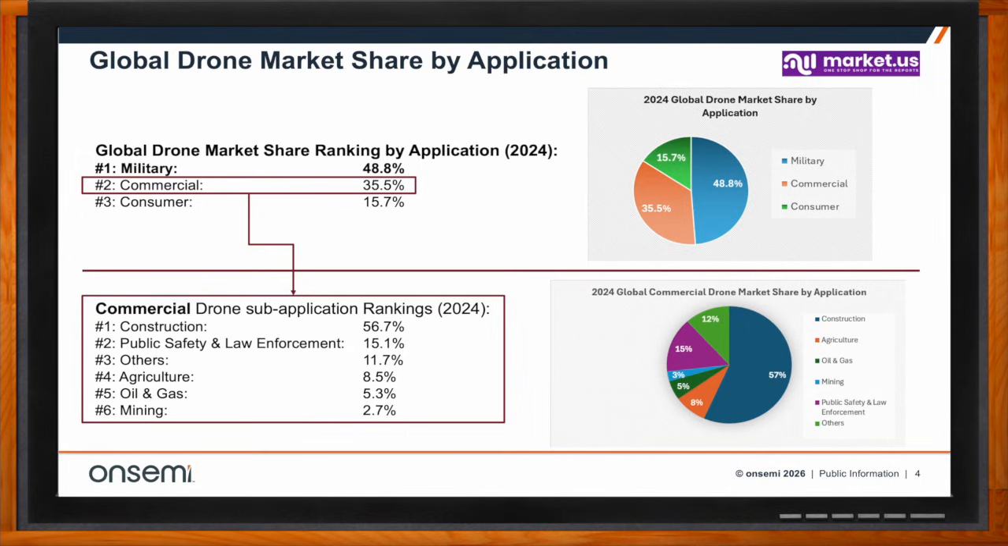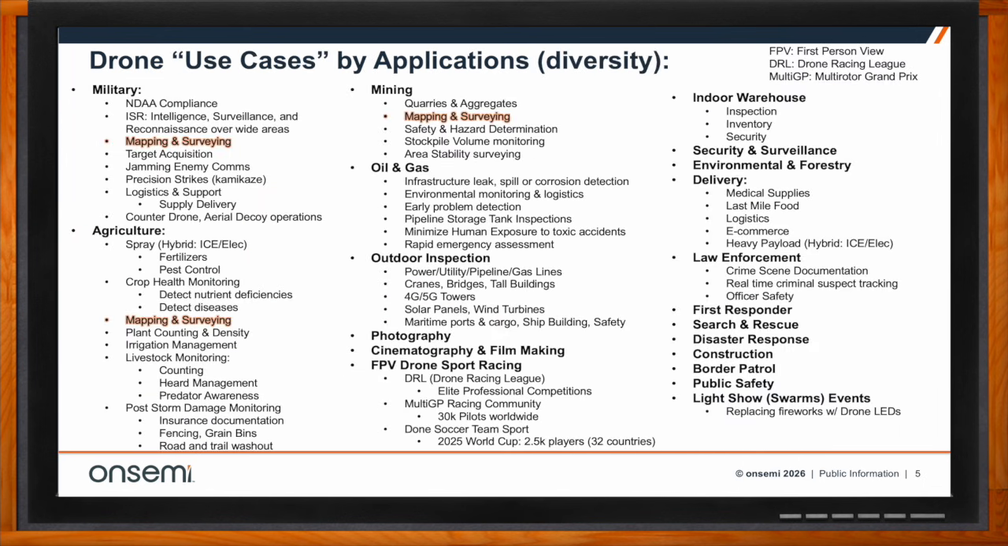So we've got 6 of them listed here, and that includes construction, public safety and law enforcement, agriculture, oil and gas, mining, and others. And so you can see that there's a lot of different applications and there's a lot of diversity. In fact, there's a lot of use cases under each application.